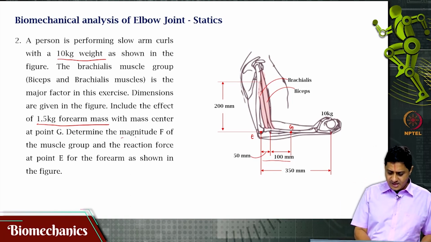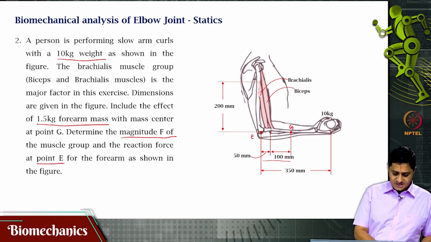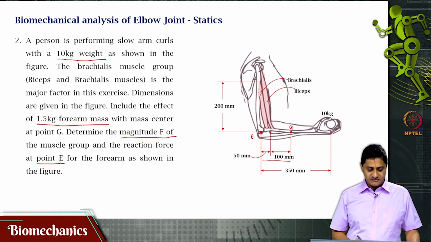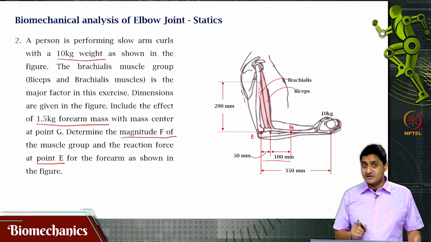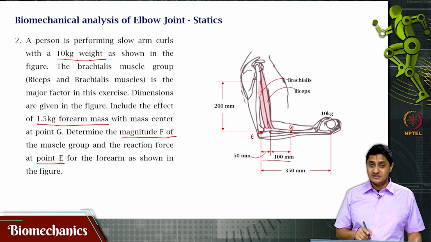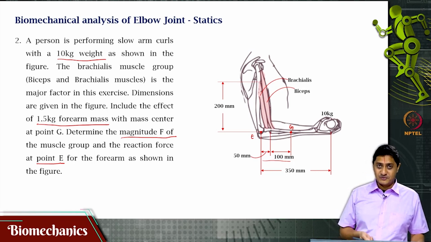Determine the magnitude F of the muscle group and the reaction force at point E of the forearm as shown in the figure. We need to find the reaction force also. So, we have to write the sigma Fx equal to 0, sigma Fy equal to 0 equations as required.